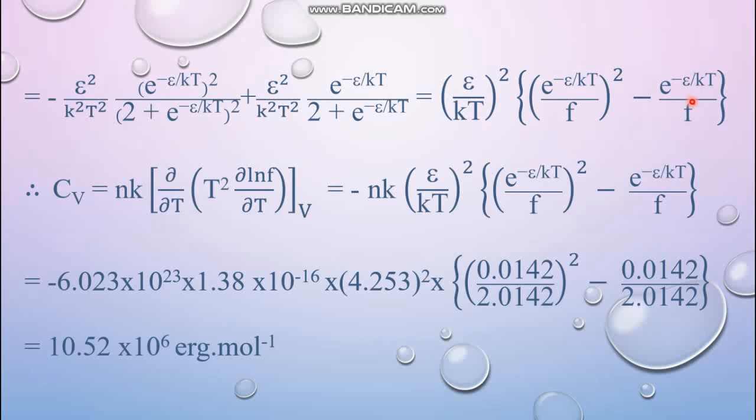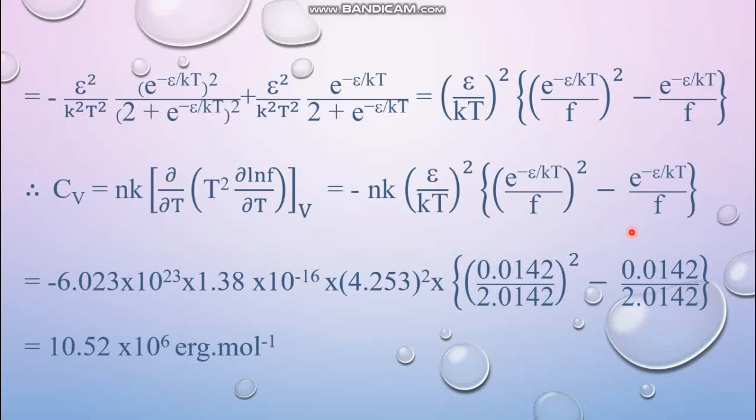Now go to the value of Cv. So this is the expression of Cv, and this differentiation part has got the final expression for this particular system as epsilon by kt whole square, within bracket epsilon by e to the power minus epsilon by kt by f whole square minus e to the power minus epsilon by kt divided by f. Okay, finally you have got this expression.